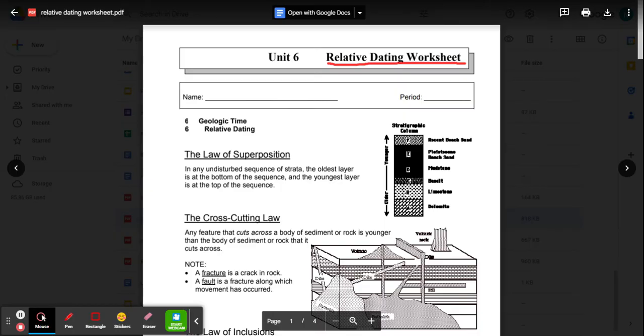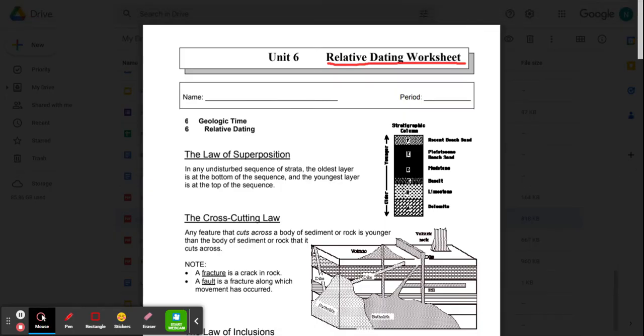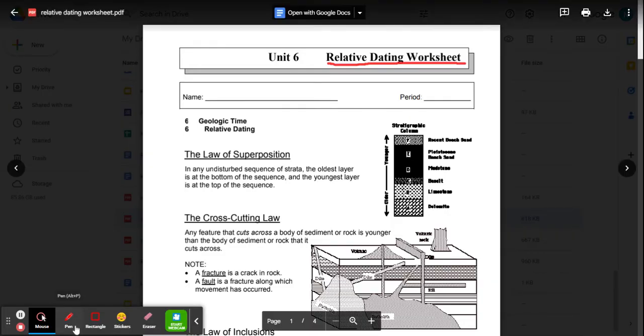So we've got the law of superposition: in any undisturbed sequence of strata, which is just a fancy word for rock, the oldest layer is at the bottom of the sequence, and the youngest layer is at the top of the sequence. So the oldest layer, bottom, youngest layer at the top, even though I don't like that it says that. I'd rather it say that the oldest layer has no other layers below it, and the youngest layer has no other layers above it, because that can get tricky sometimes.